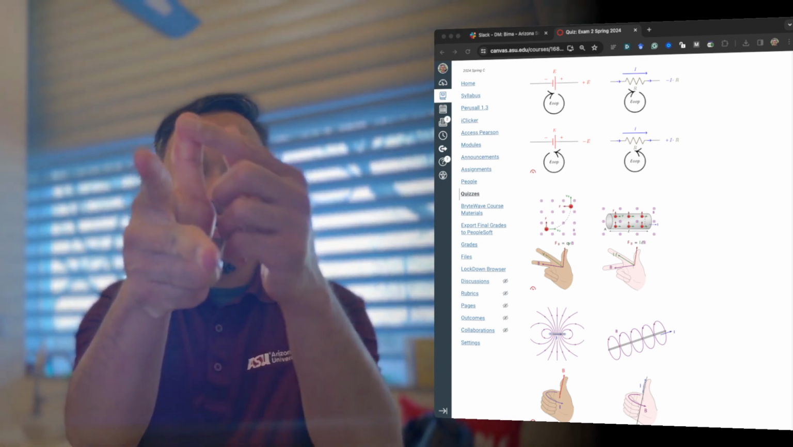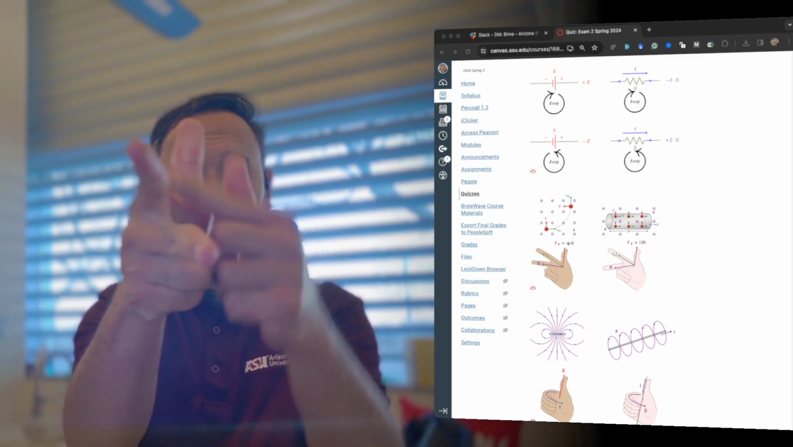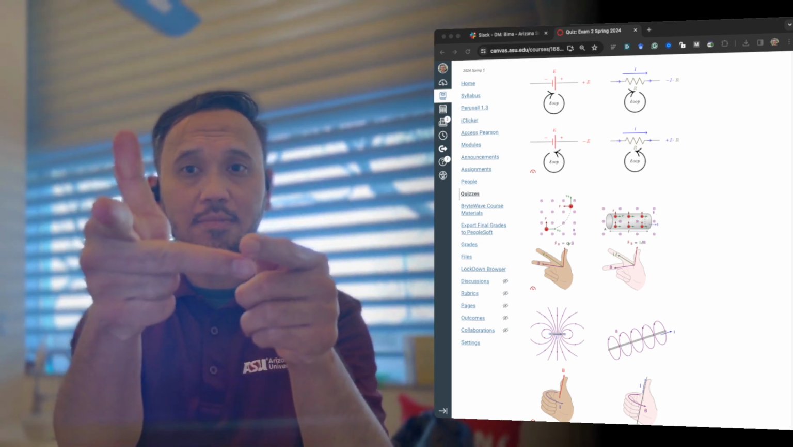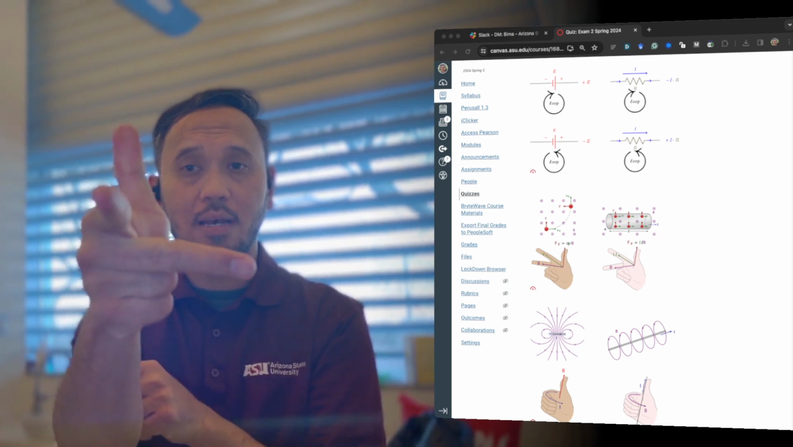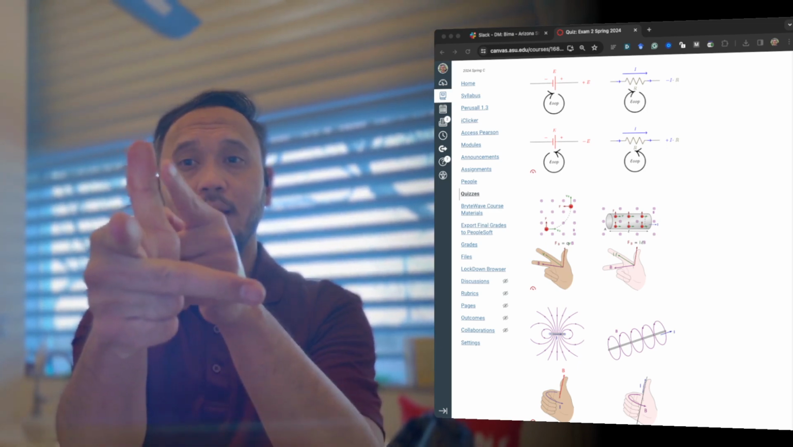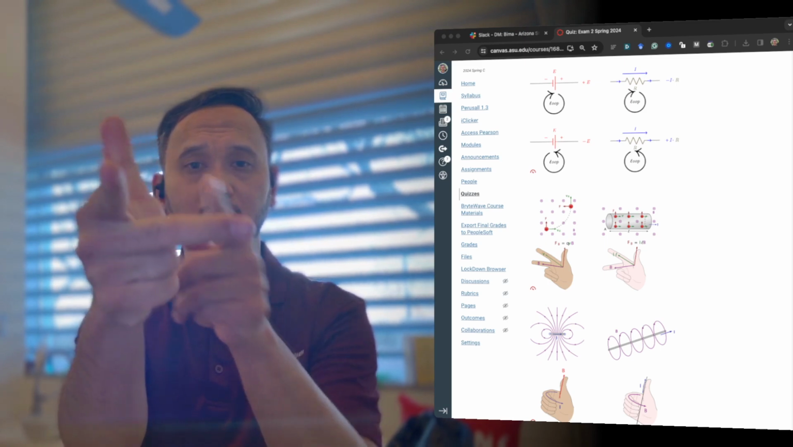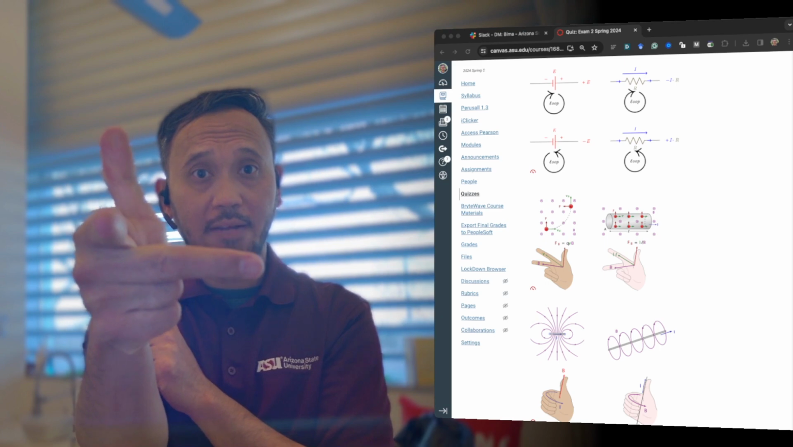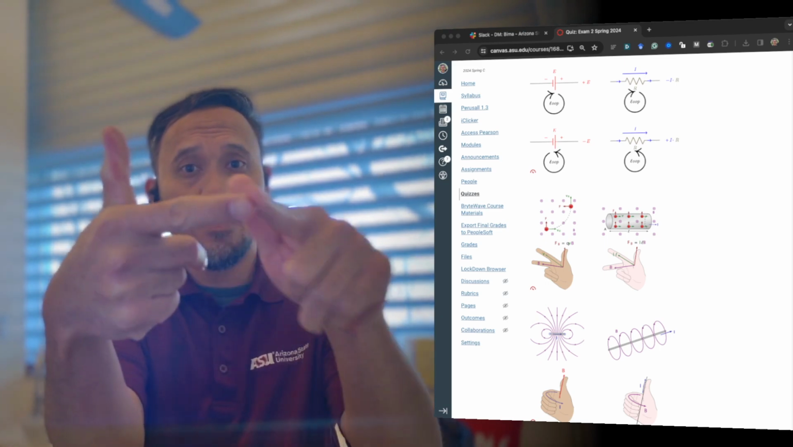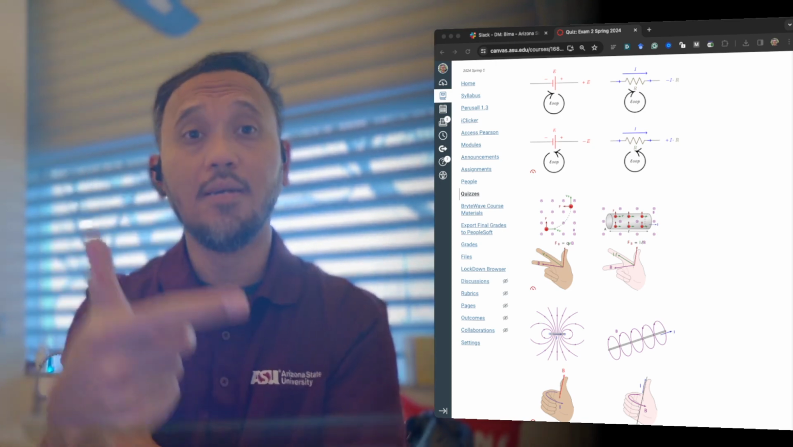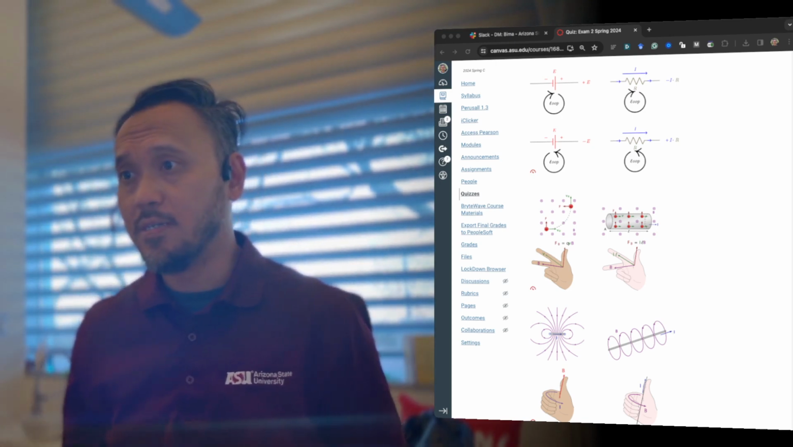For the right hand rule, your thumb has to be 90 degrees from the pointing finger, and your middle finger is 90 degrees with respect to the pointing finger and your thumb. Okay. The thumb represents the force. The middle finger is the direction of the magnetic field. And the pointing finger is the direction of the velocity vector or the direction of the current. Okay.